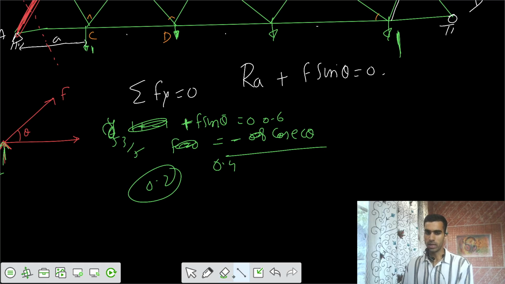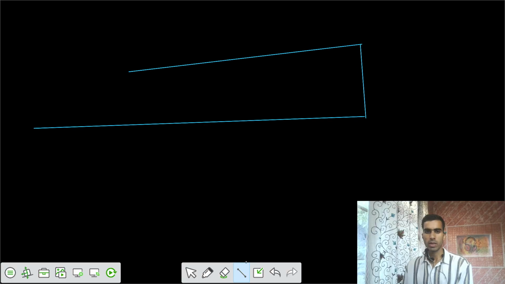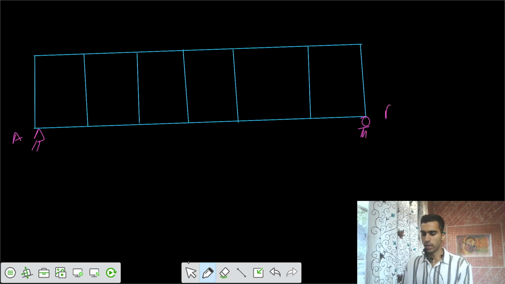Let's see whether we have any other problem left. So we have one more problem: loading is deck type. The truss has 6 panels, 1, 2, 3, 4, 5, 6. Then we have these supports A and B, and this is your PQRS. And the loading is mentioned to be deck type loading.